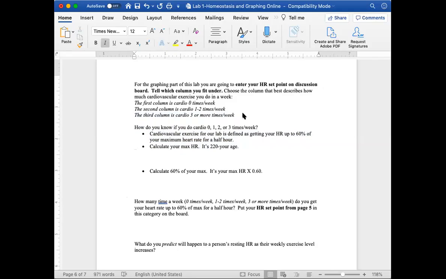All right. So once we have everybody posting their set point and what column they fit under into the discussion board, I want you guys to separate them into categories. Separate all the data points for 0 times per week, put all the data points that fit under 1 to 2 times per week, and then 3 or more times per week. And then you're going to average all of those values in each category to come up with an average number per category.